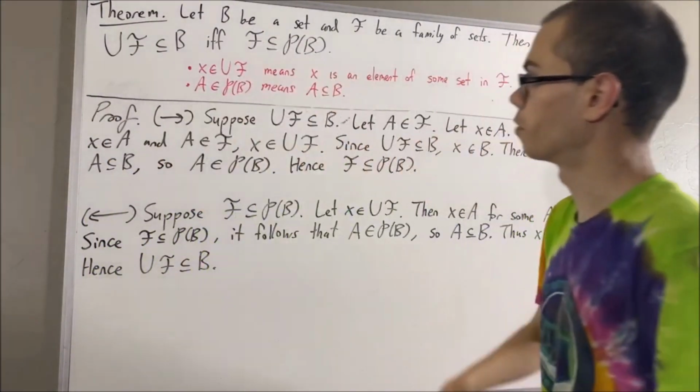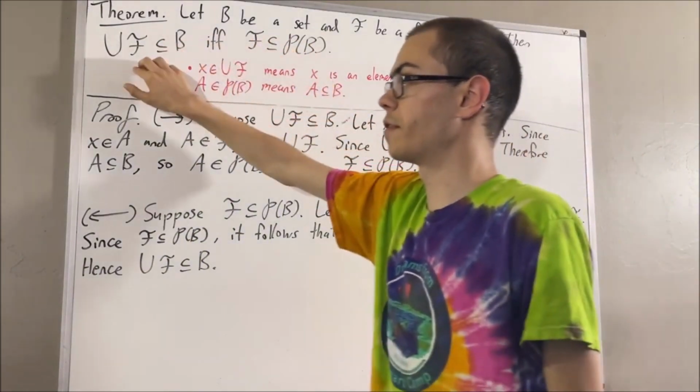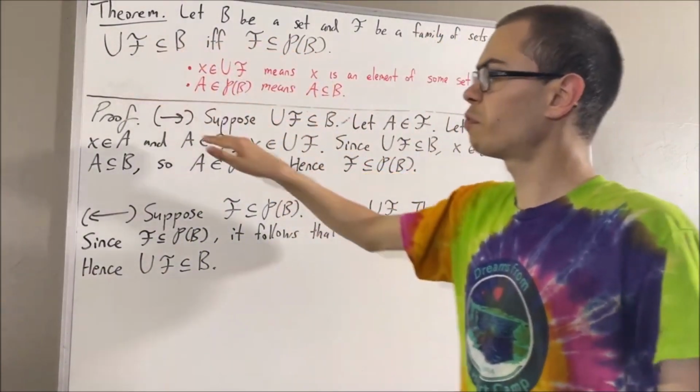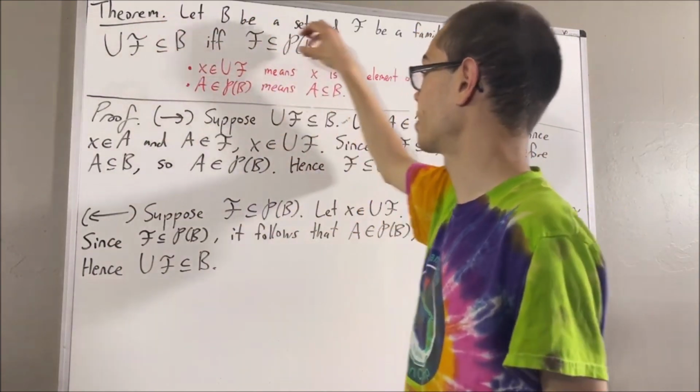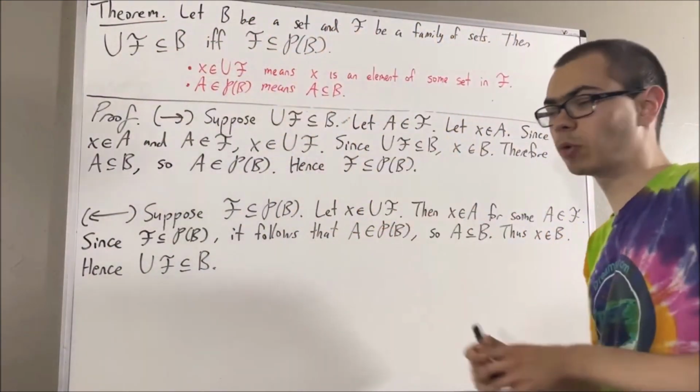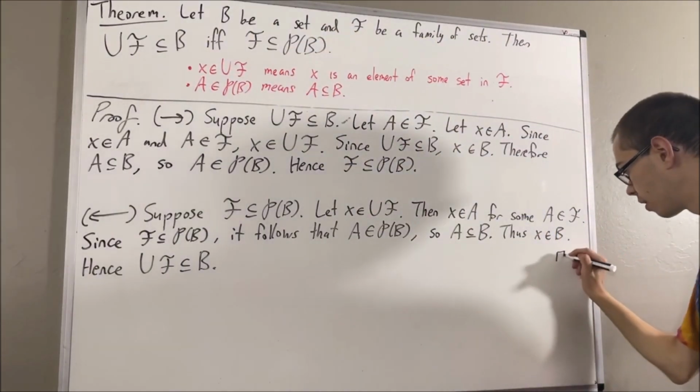So at this point, we have shown that if this is true, then this is true. And we've proven both directions of the if and only if. So we have proven this entire statement. And that's exactly what we wanted to prove. So this completes the proof.